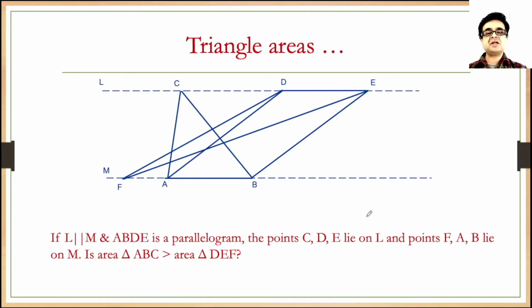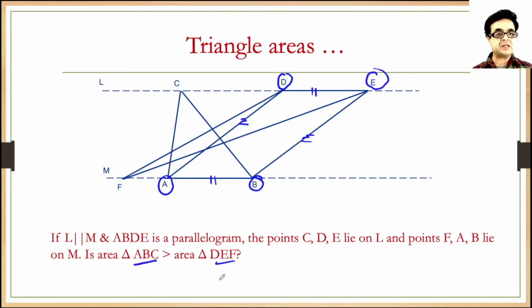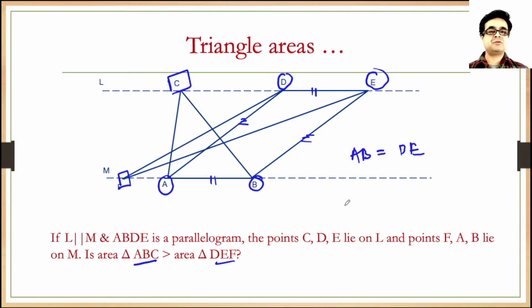Here we are given that L is parallel to M, and ABDE, so this guy is a parallelogram, which means this side would be equal to this side, and this side would be equal to this side. We are asked if triangle ABC is greater than triangle DEF in terms of area. So ABC is this triangle and DEF is this triangle. I already know that AB is equal to DE, right? Because they are the opposite sides of a parallelogram, so they will be equal.